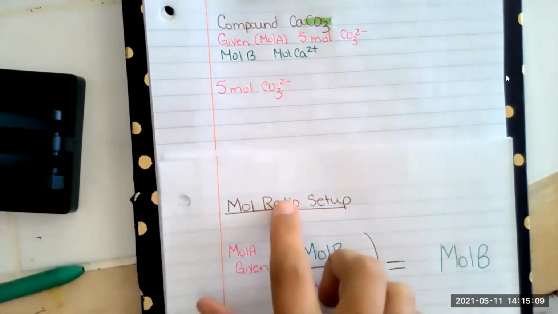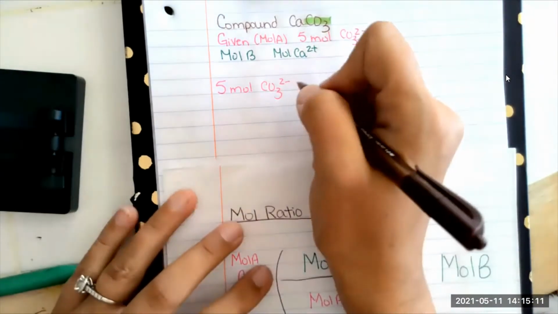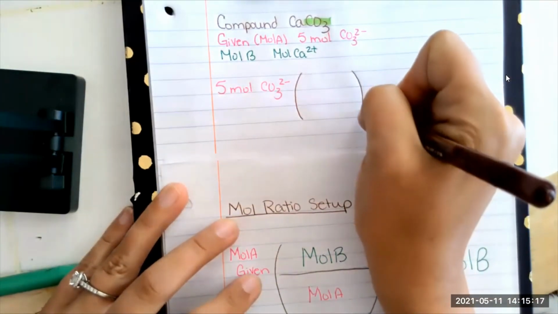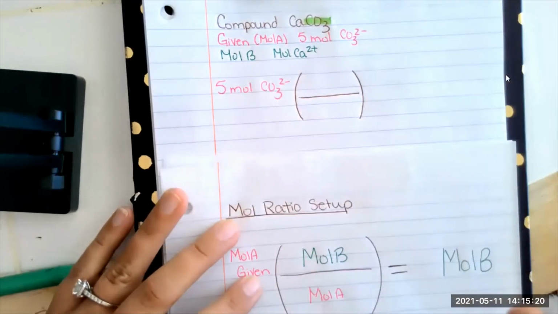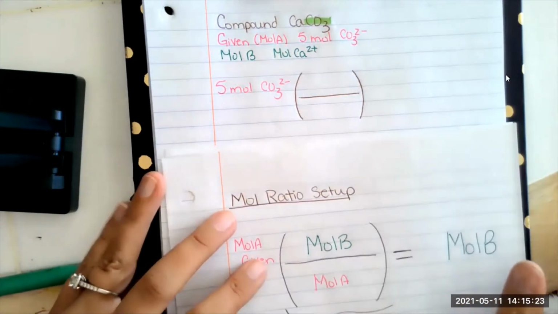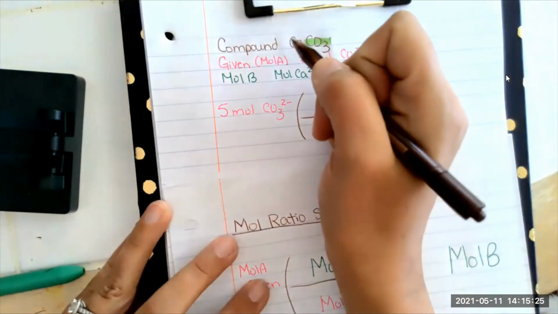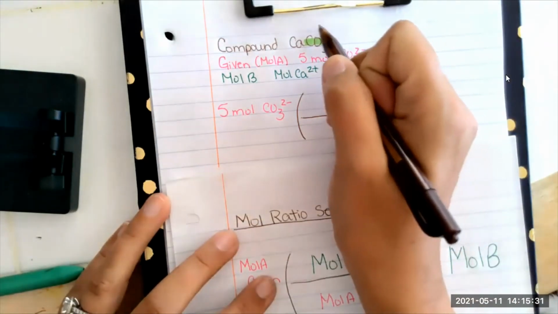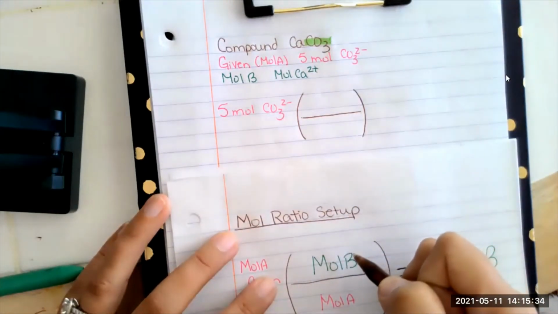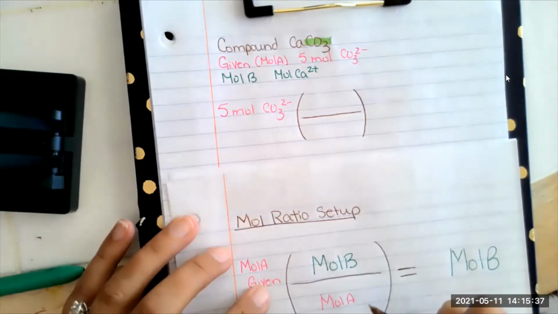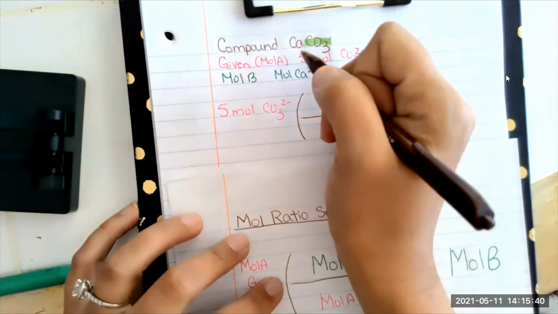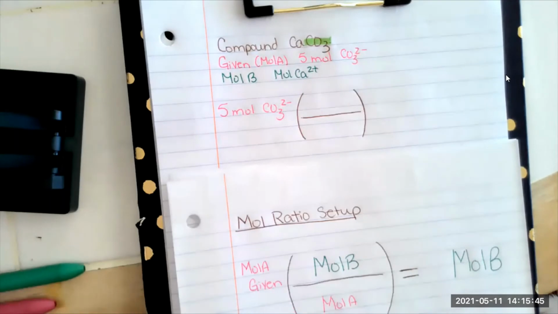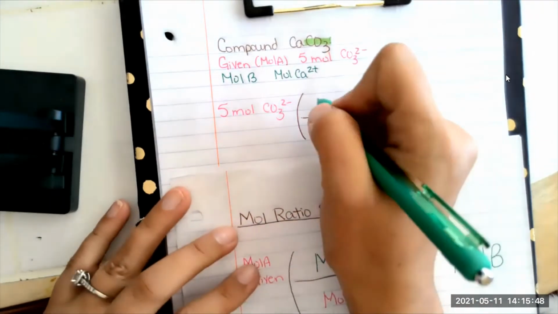Then you can go ahead and set up your mole ratio, because the next step is mole ratio. And the mole ratio is from your balanced compound. So we're looking at our balanced compound of CaCO3, and mole B goes on top. Well, CO3 is mole A, so that would go on bottom. Mole B is Ca. So we look at Ca. There's no subscript with Ca, which means there's 1 mole of Ca. So we put 1 mole Ca2+ on top.